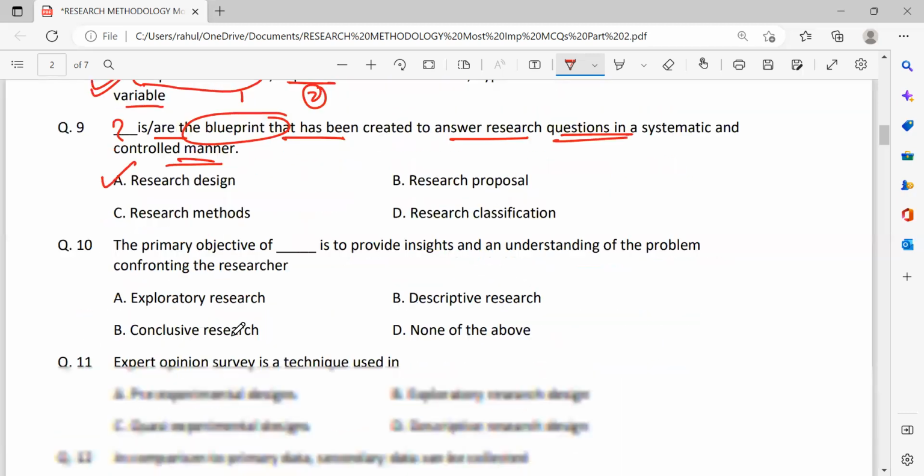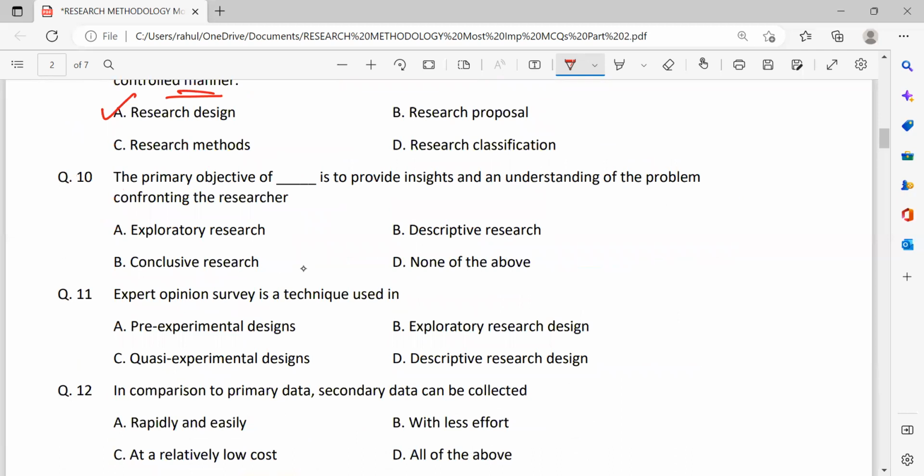Question number 10. The primary objective of which kind of research is to provide insight and an understanding of the problem confronting the researcher. I hope this question we have already discussed in part 1 also, set 1 also. Whenever you find a keyword like insight, you can directly choose exploratory research. Wherever we are interested in insight and understanding, right, option A is the correct answer.